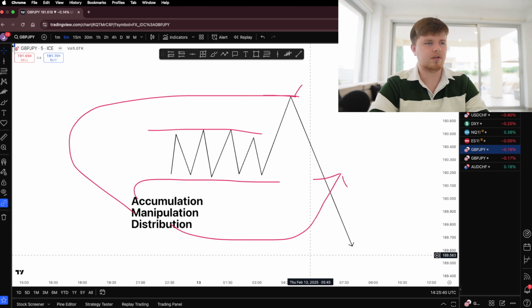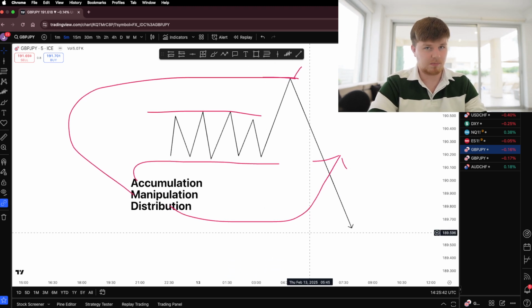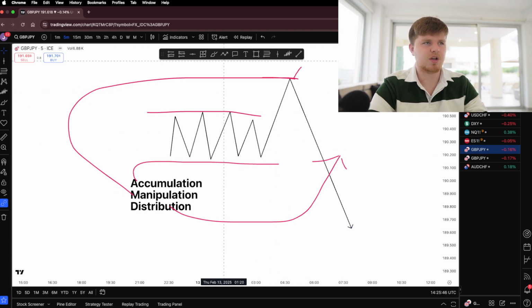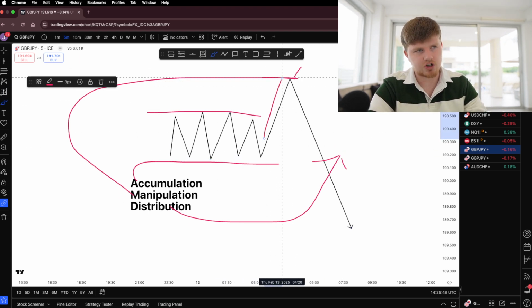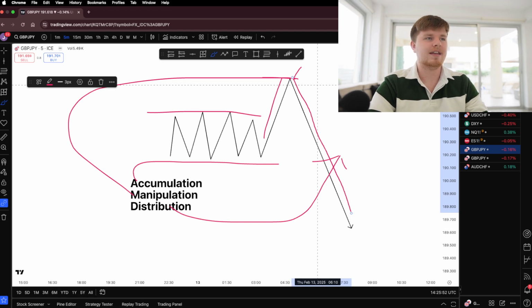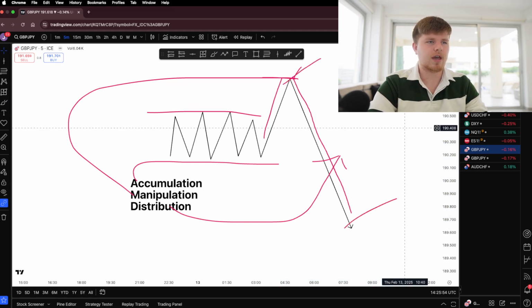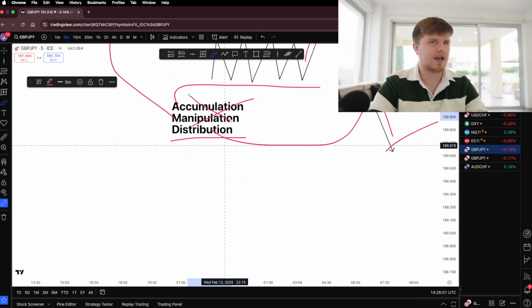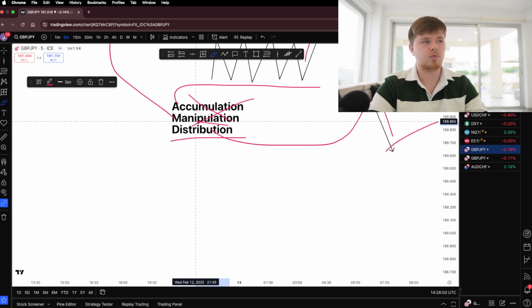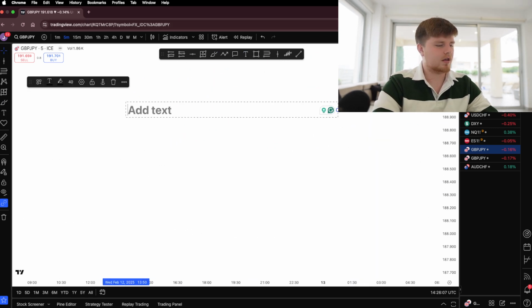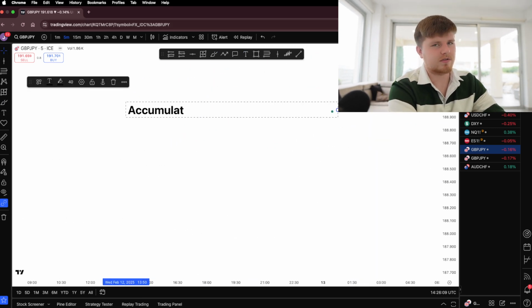Just describing this for anyone that's blind, we have an accumulation, which is a consolidation. We have a manipulation, which is a sharp move in one direction. Then we reverse and distribute and have a big move. Distribution is the big move. So if we want to catch the big move, we basically just want to catch the distribution, which means we don't really care about trying to catch accumulation and manipulation. So we just want to catch the distribution move. But what are the properties of these three phases?